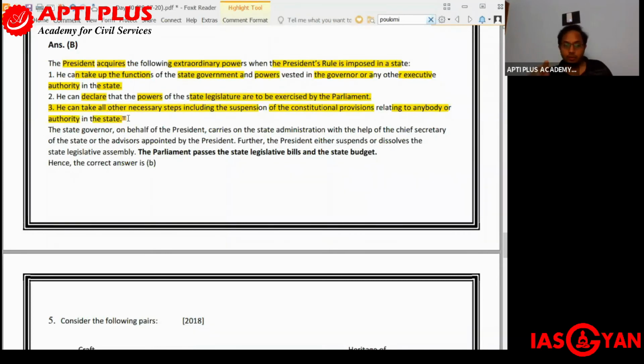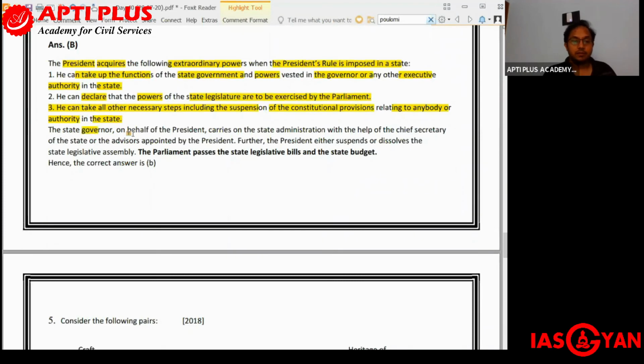So the President acquires extraordinary powers when President's rule is imposed in the state. Number one, he can take up the functions of the state government and powers vested in the governor or any other executive authority in the state. Number two, he can declare that the powers of the state legislature are to be exercised by the Parliament. Number three, he can take all other necessary steps, including the suspension of the constitutional provisions relating to anybody or authority in the state.